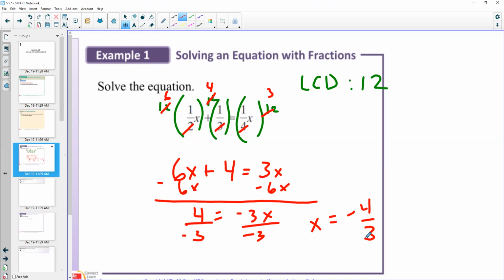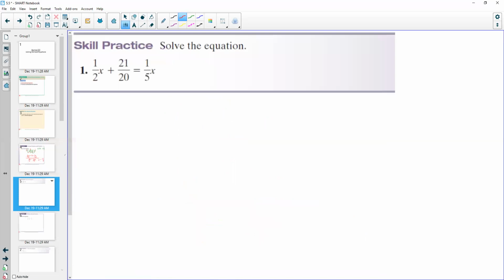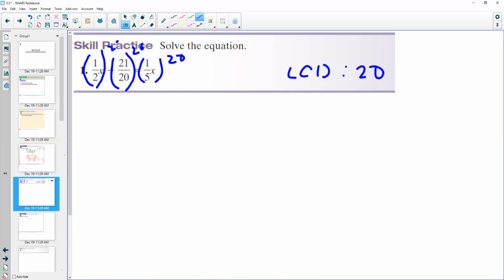The trick here to anything involving fractions like this is to clear them through. This works when you have an equal sign. Okay? All right, try another one. Take a look at it. Figure out what the least common denominator is. In this case, the least common denominator is already there. It's 20.